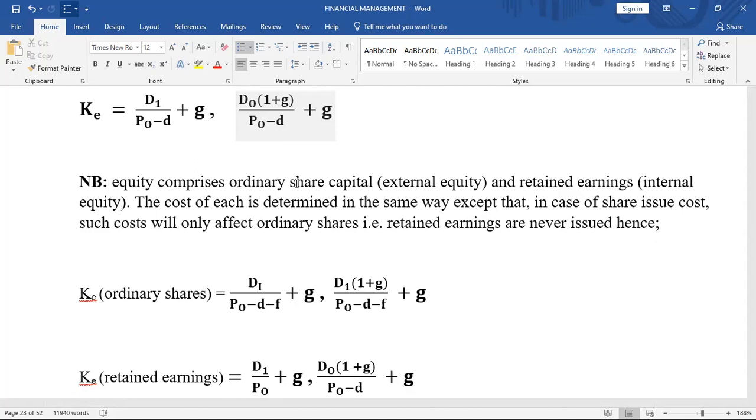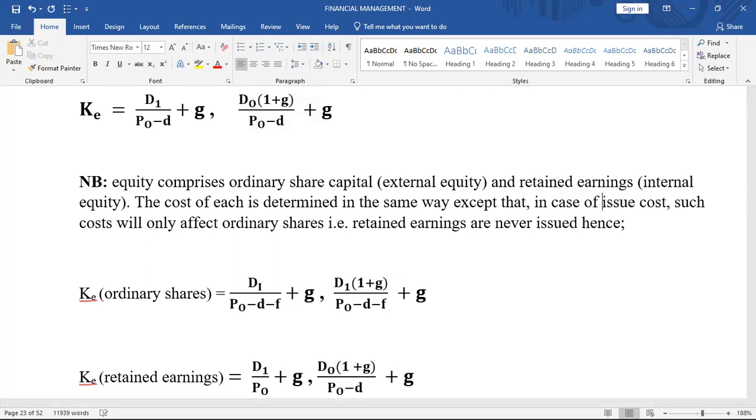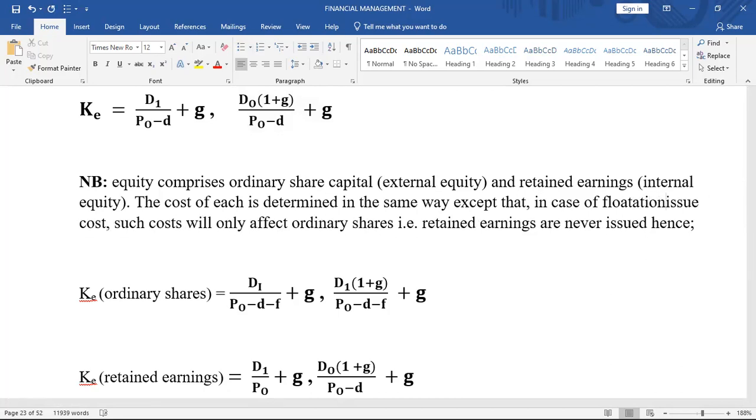The cost of equity of each is determined the same way, except that in case of flotation costs, that is, share issue costs, such cost will only affect the ordinary shares.